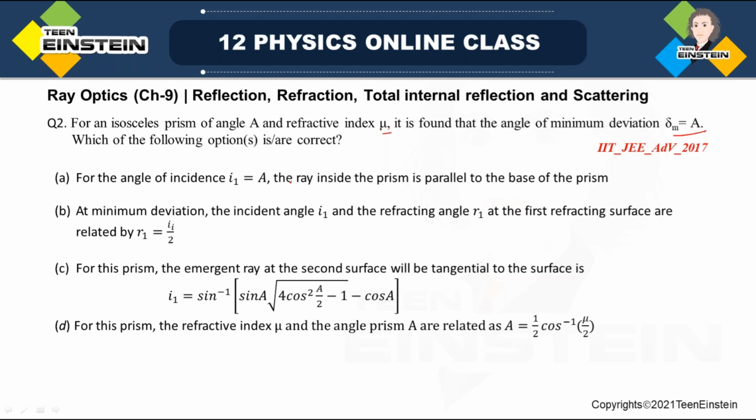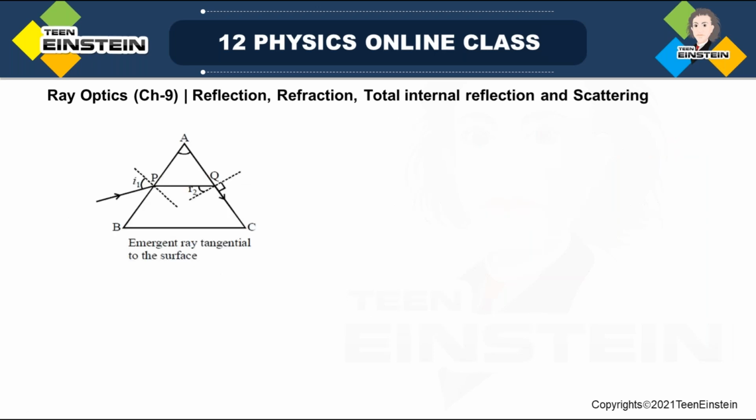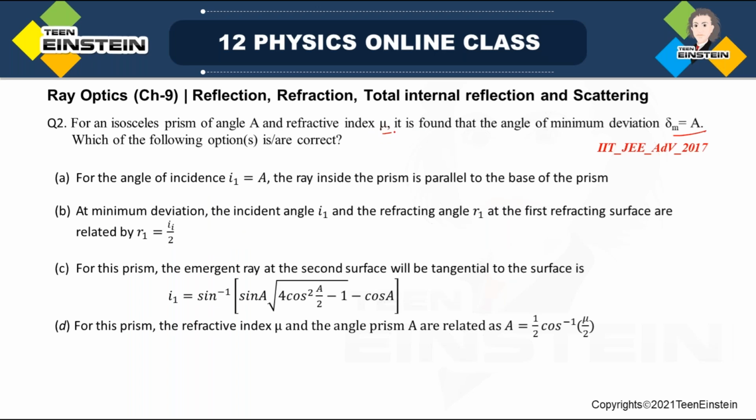So first of all, we have to understand that we have an isosceles triangle, sorry, a triangular prism. You can see this is kind of an isosceles triangle, and this AB face and AC face will act as the refracting surfaces, and this is the prism. In this case, the refractive index of the material of the prism is mu, and the angle of minimum deviation delta m is A. So which of the following options are correct?